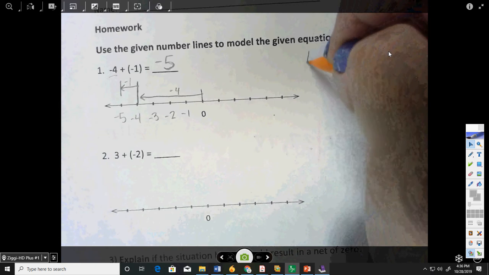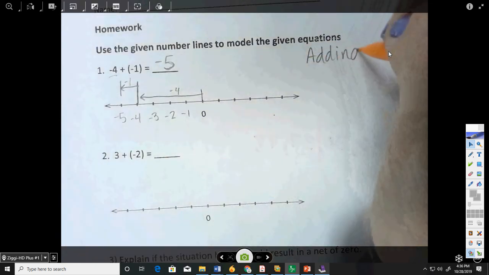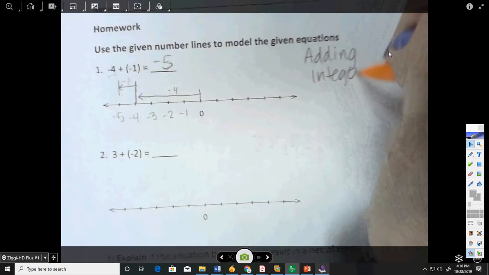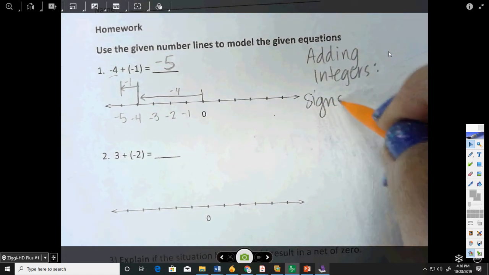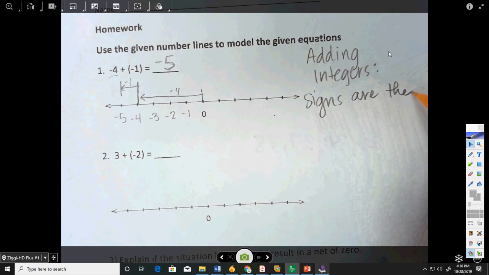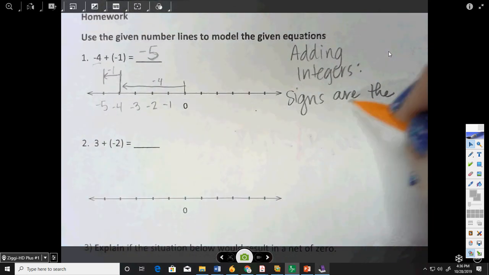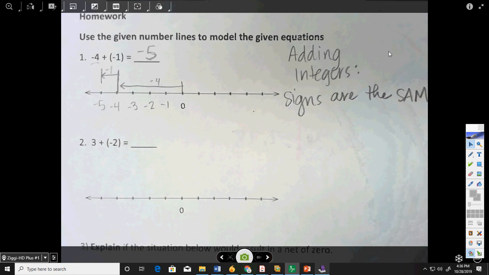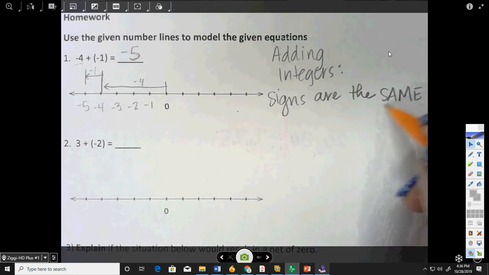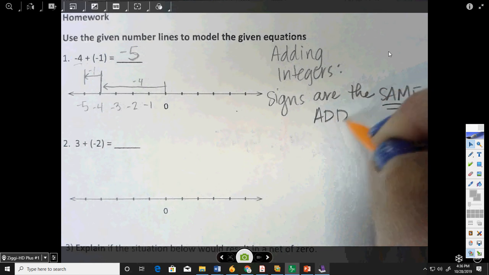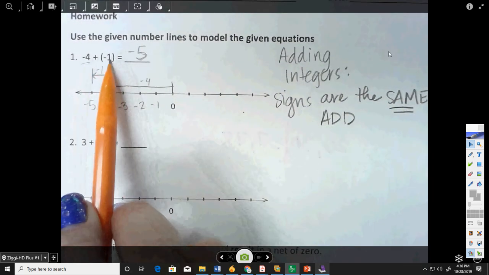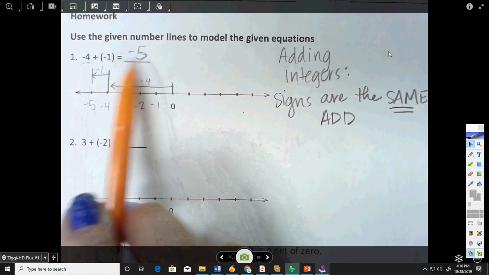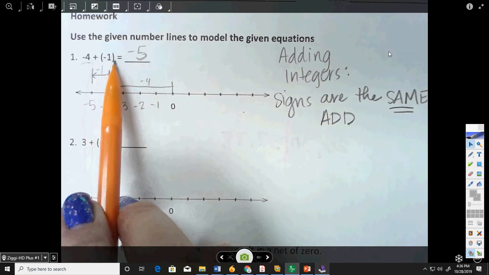So we know that when we are adding integers, if the signs are the same, make sure y'all can see this, when the signs are the same, we simply just add them together. We add the absolute value of 4 plus the absolute value of 1, which is 5, and we know it's a -5 because both of our integers are negative.